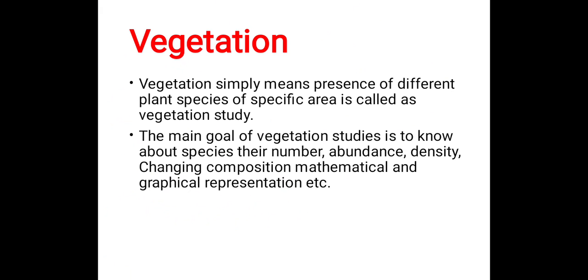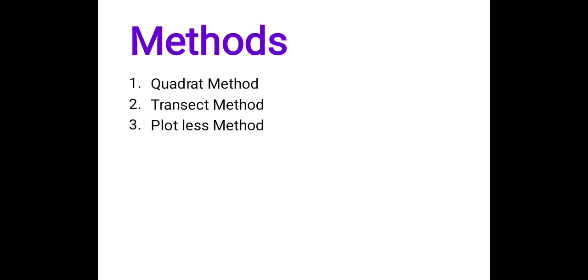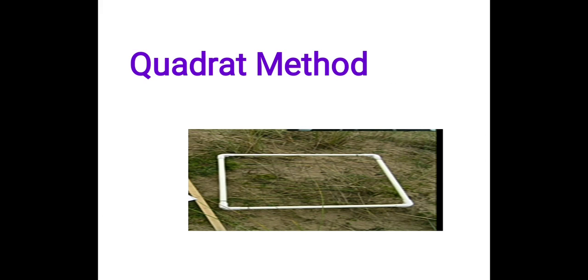Vegetation can be studied in three methods. So, what are these three methods? The first method is the quadrat method, the second is the transect method, and the third one is the plotless method. So, let's learn the first method, that is the quadrat method. What is the quadrat method?